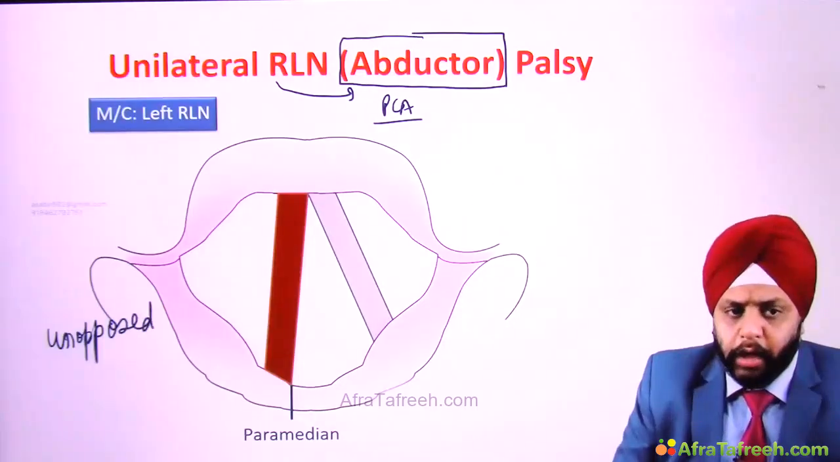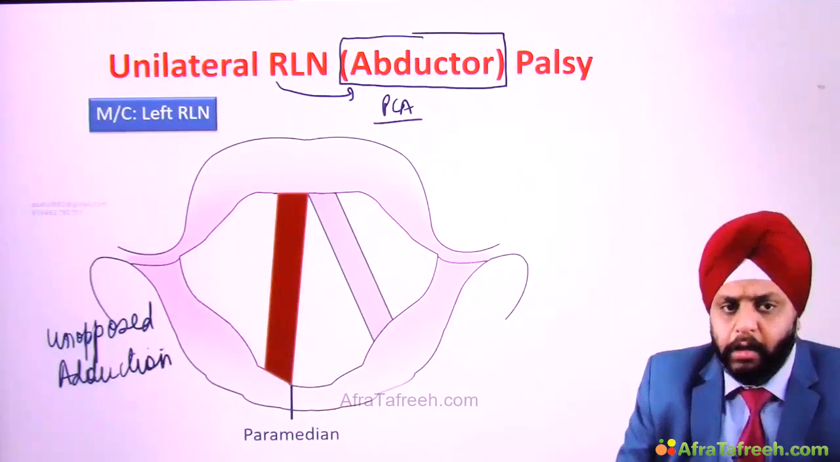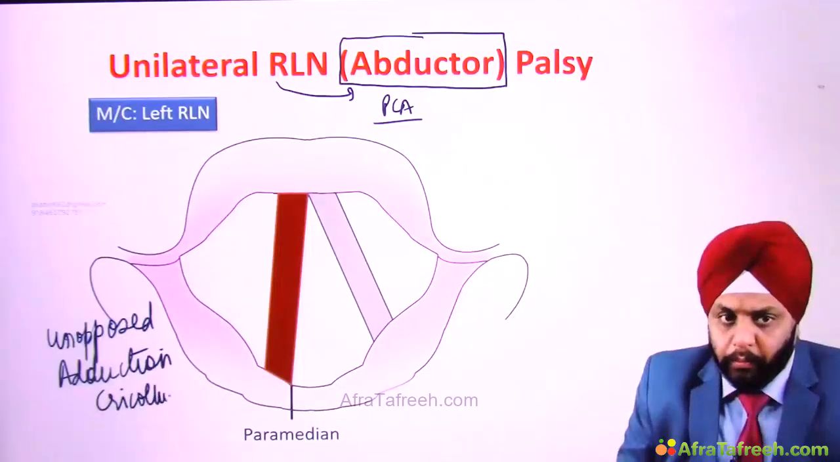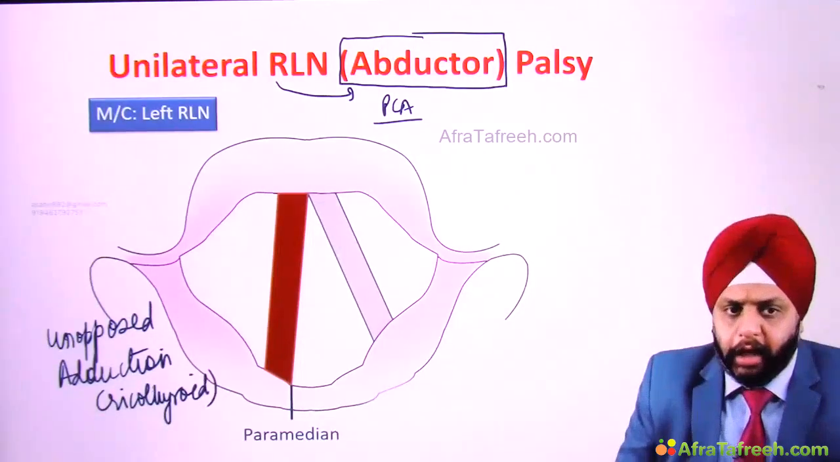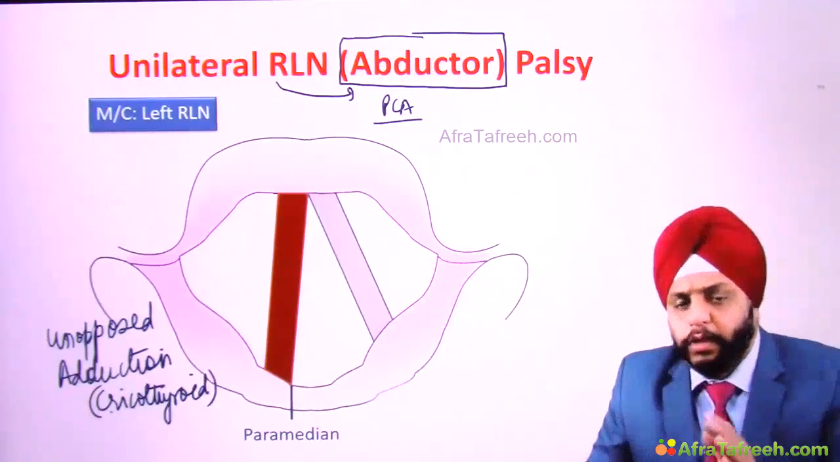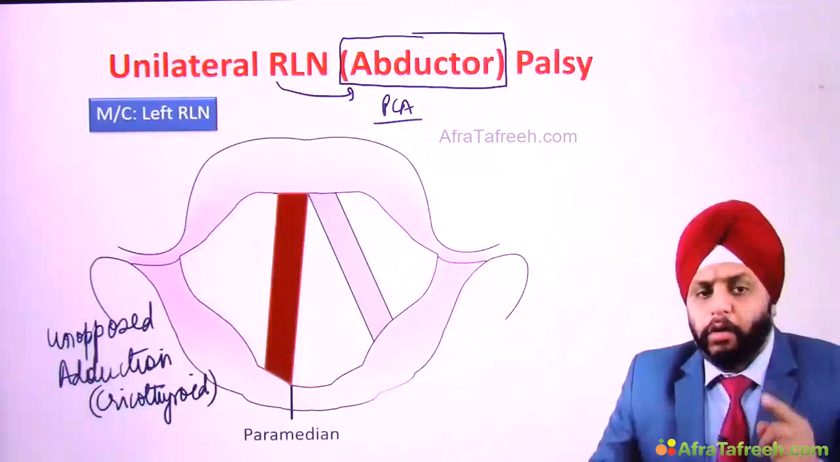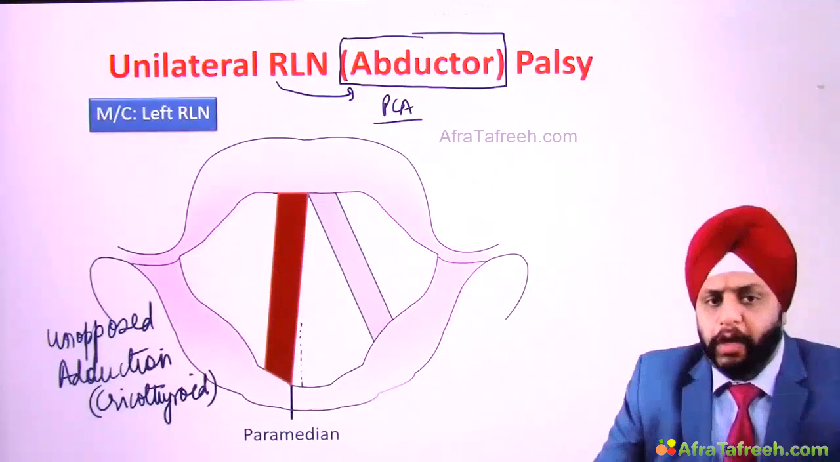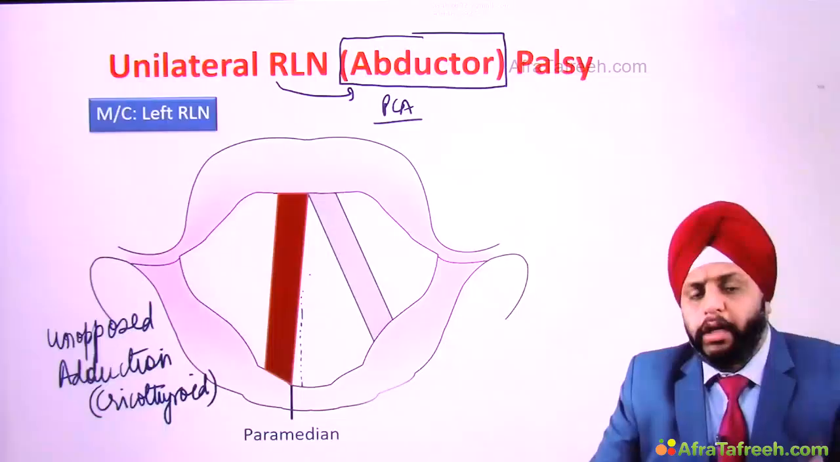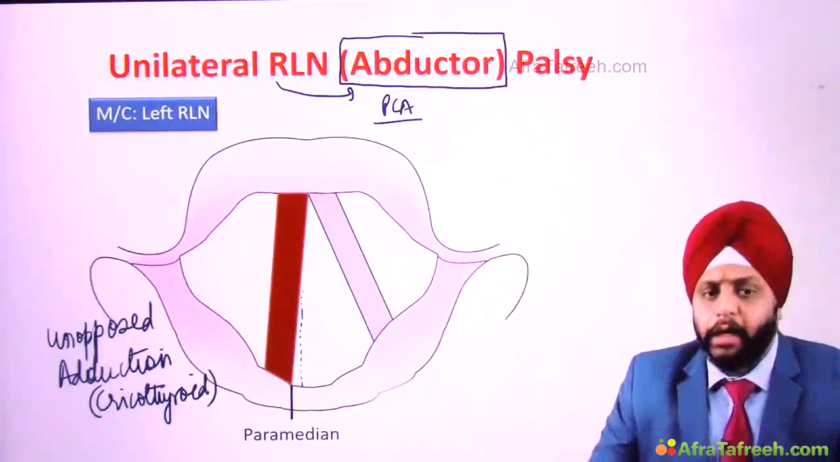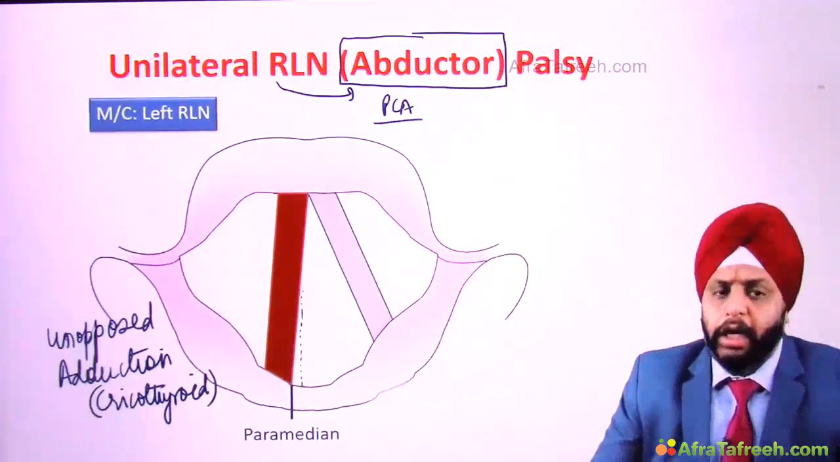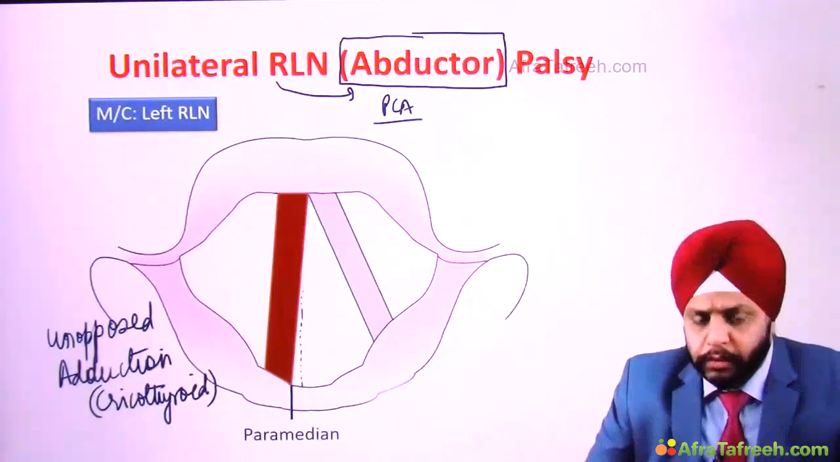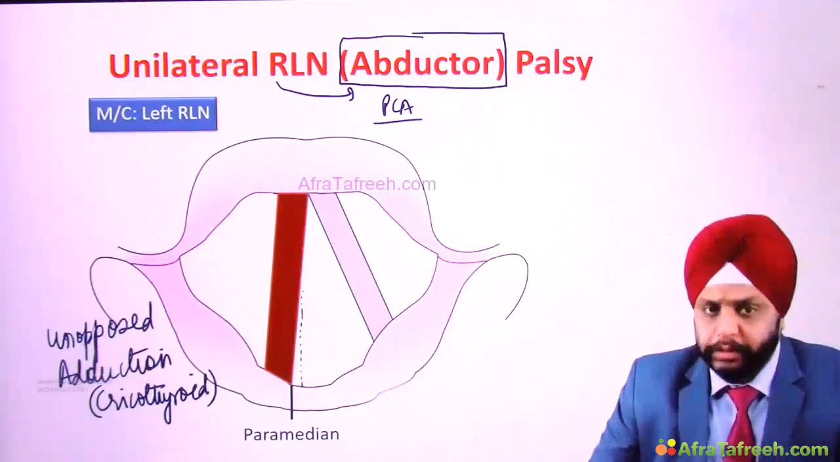This is because of unopposed adduction. Only one muscle is spared. Which muscle is spared? The cricothyroid muscle. This cricothyroid acts and brings the vocal fold towards the midline, but it is not able to bring it to the median position. Why is it not able to? Because to bring it into full adduction, you need the action of other adductor muscles like interarytenoid, thyroarytenoid, and lateral cricoarytenoid. All those are gone. So it is able to bring it only till the paramedian position.